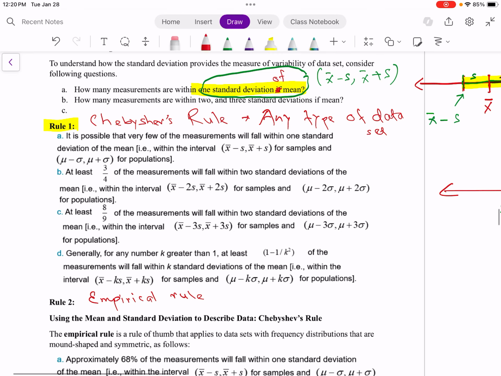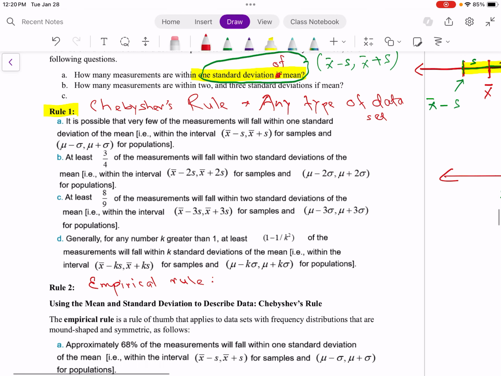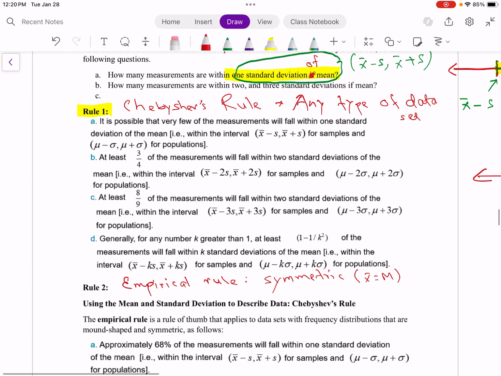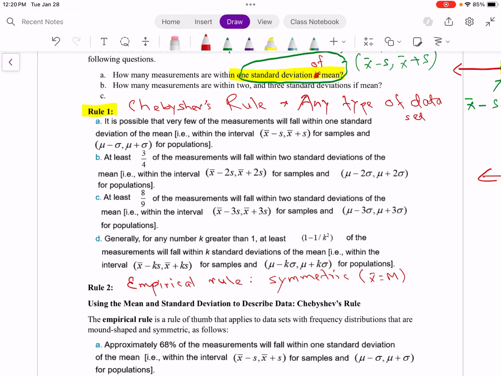Here, we use the empirical rule if our data set is a symmetric data set. Symmetric data set means the data set has mean and median equal to each other, that is, x bar and m are equal. So if we have a symmetric data set, we will use the empirical rule. And if our data set is not symmetric, then we can always use the Chebyshev rule. This is the difference here.